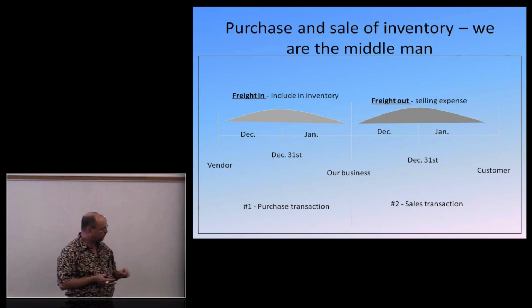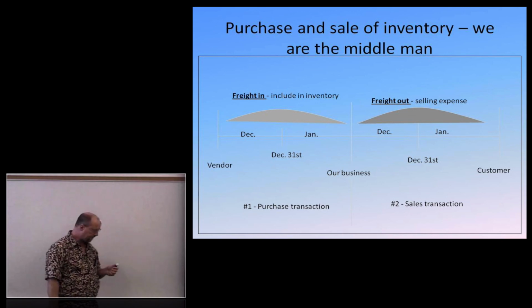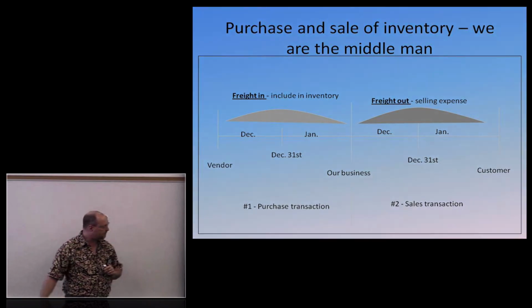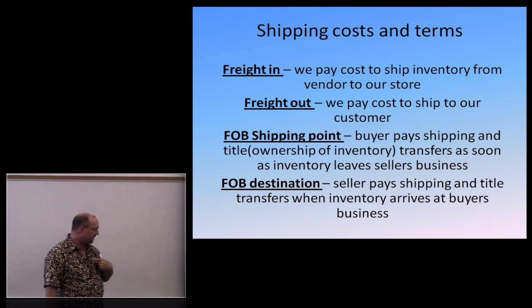The shipping terms, let's take a look at each transaction, and you're going to have to follow along with me. This is a little confusing at first. Transaction 1, the purchase transaction. If the shipping terms are FOB shipping point, let's go back to the previous slide. FOB shipping point, the buyer pays shipping, that's us. We're buying it from the vendor.